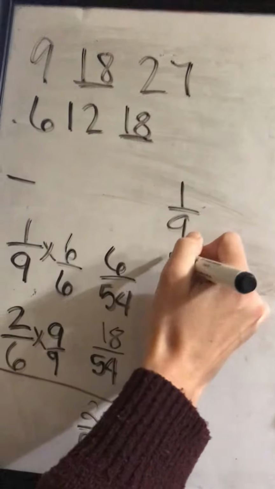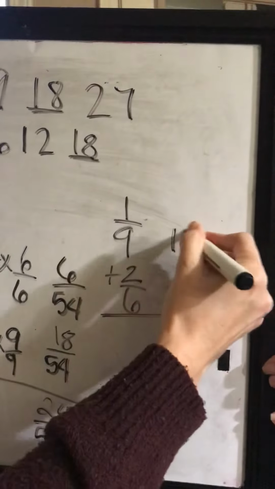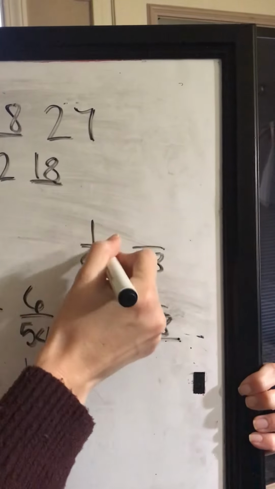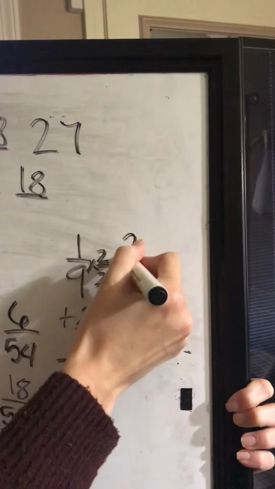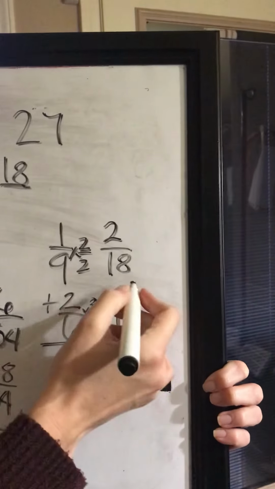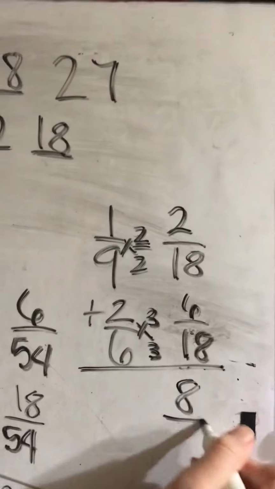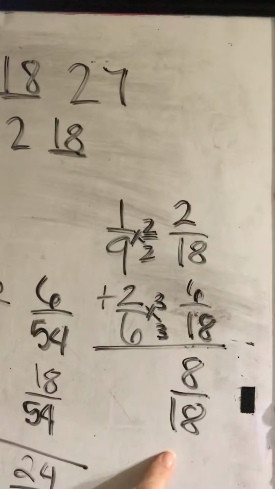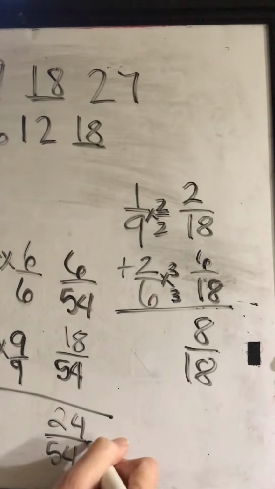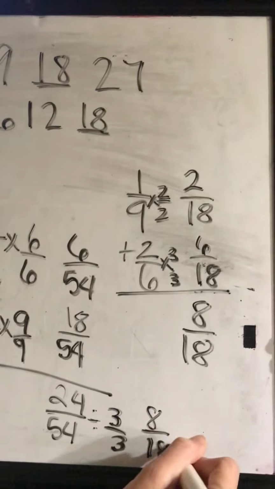So 1/9 plus 2/6. If I use 18 as my common denominator, I still have to change the numerator. So 9 times 2 gave me 18, so I would do 1 times 2. That gives me 2. And here, 6 times 3 gives me 18, so I would do 2 times 3. So that gives me 6. So 6 plus 2 gives me 8/18. So 8/18 and 24/54 are equivalent, because if I divided both of these by 3 over 3, I would get the 8/18.